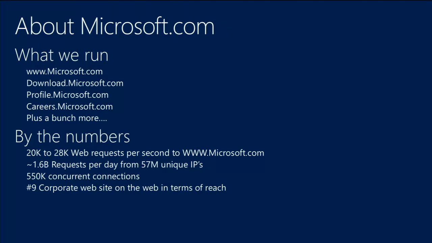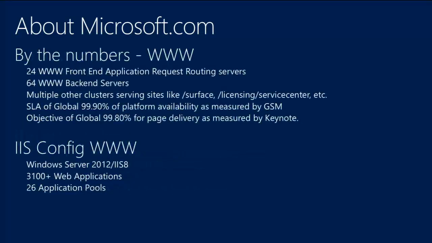It's fairly large. I don't put these points up to say you need to have this to be able to get value out of APM. I say this because they are able to run APM successfully. They're able to see the value that any of you can actually see. You don't need numbers to this size. The www cluster itself is running on Windows Server 2012, IIS 8, and is home to about 3,100 web applications.